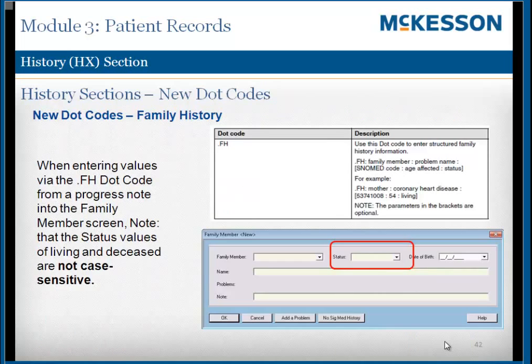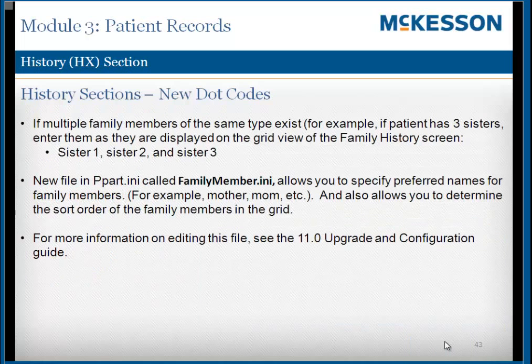In addition to these insert codes, a regular dot code has also been added to version 11.0. The FH code has been added to provide the ability to enter structured family history information into a progress note that will then push to the Family tab when the note is saved. A note to point out when using the FH dot code is if multiple family members of the same type exist. For example, the patient has 3 sisters. Enter them as they display on the grid view of the family history screen. For example, Sister 1, Sister 2, and Sister 3.